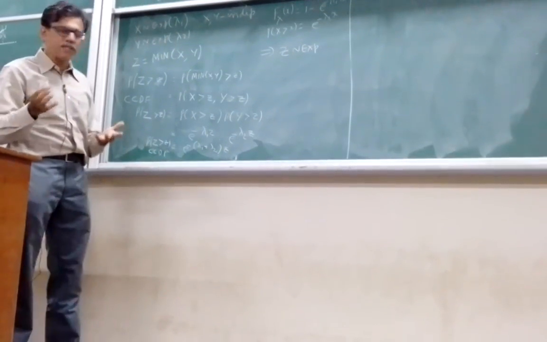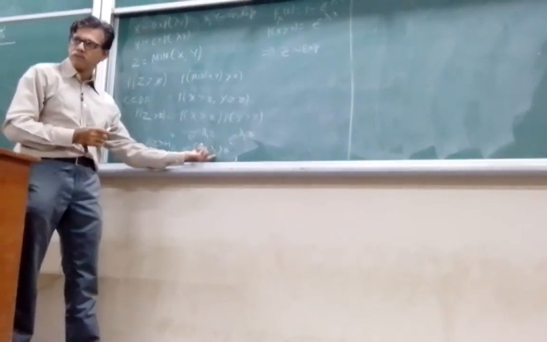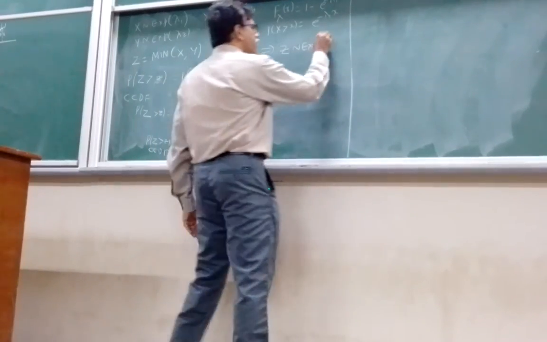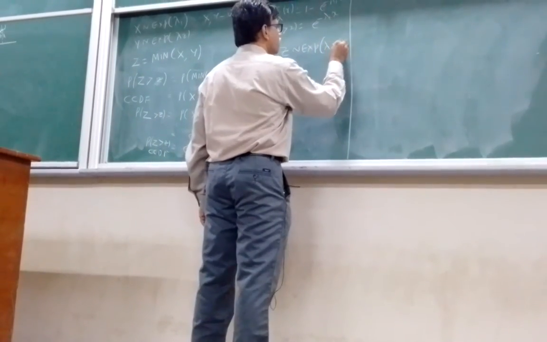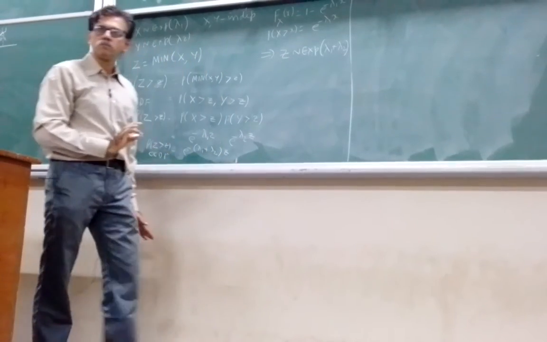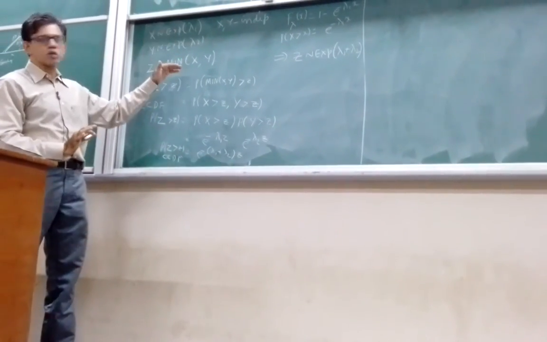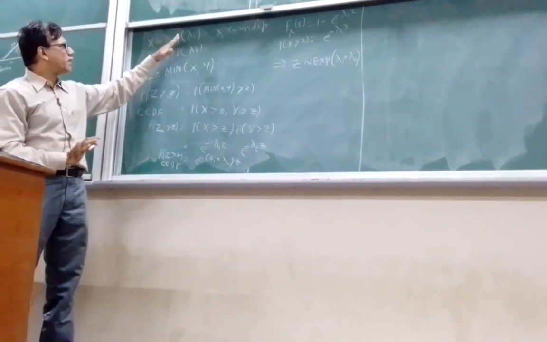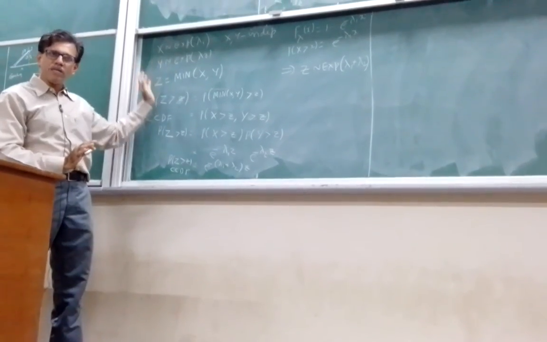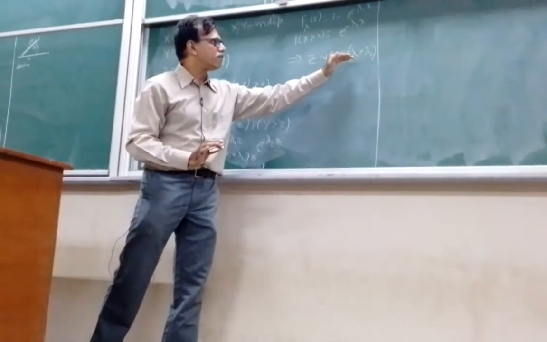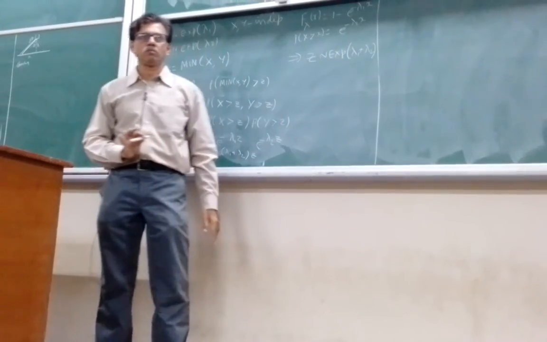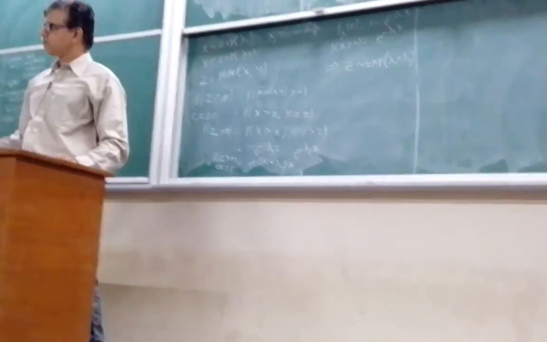And what will be the parameter? Whatever occurs here. So it is also exponential, but its parameter is lambda 1 plus lambda 2. So if you have two exponential random variables of parameter lambda 1 and lambda 2, their minimum is also exponential with parameter lambda 1 plus lambda 2. They just add up.